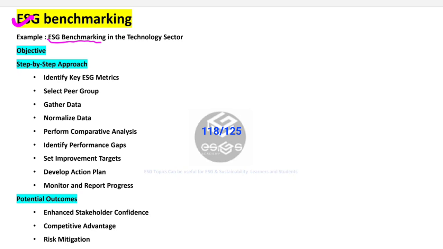The objective is to benchmark a company, let's say XYZ, a leading technology company, against industry peers on key ESG metrics to identify the strengths, then areas for improvement and opportunities for alignment with the best practices. So this is the key objective of this benchmarking practice.